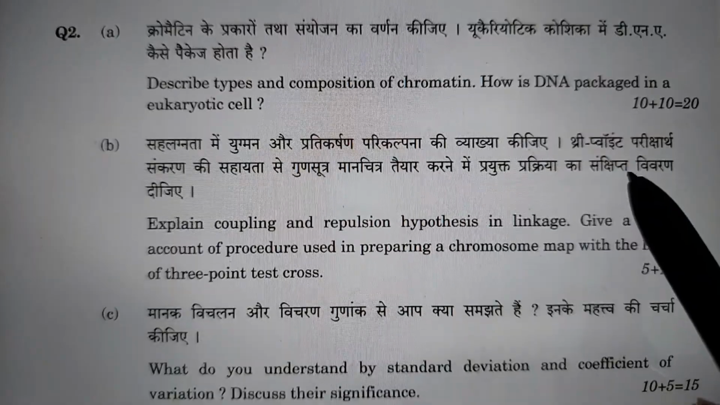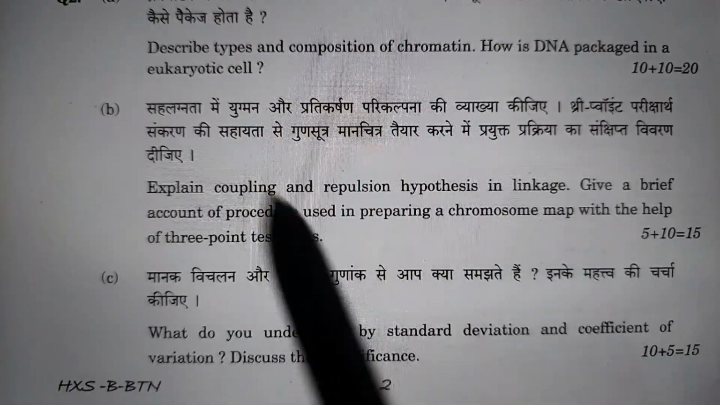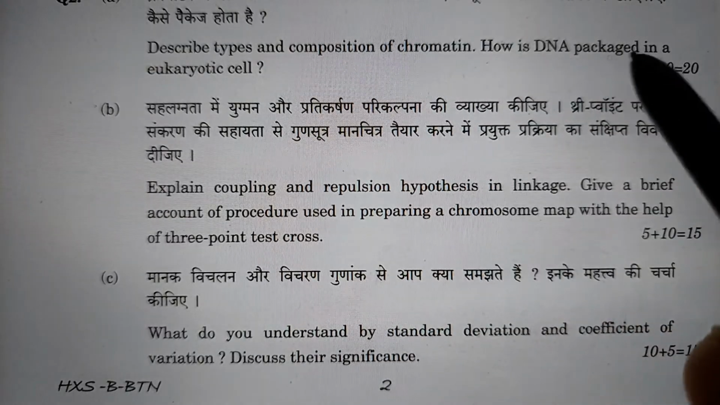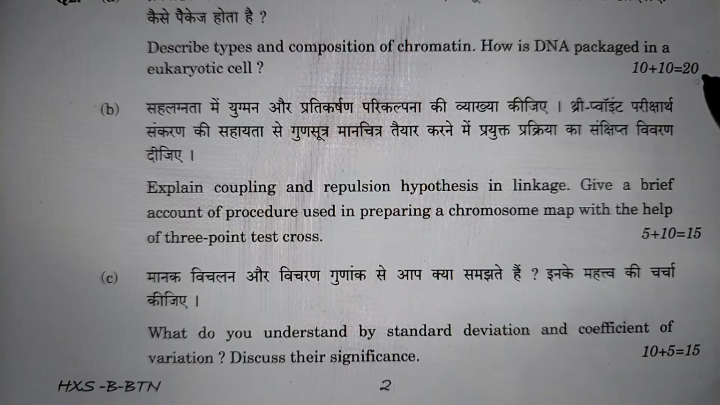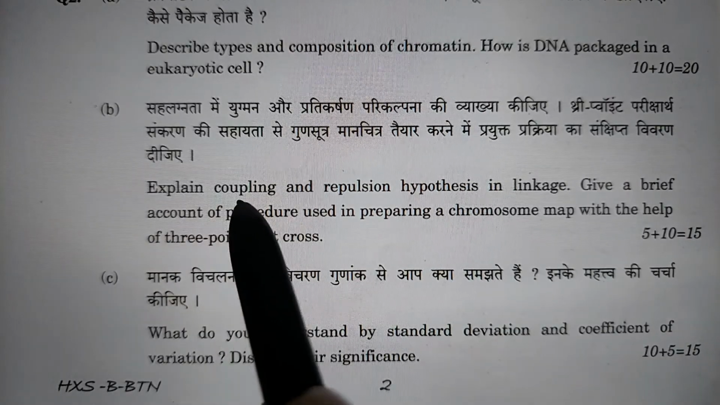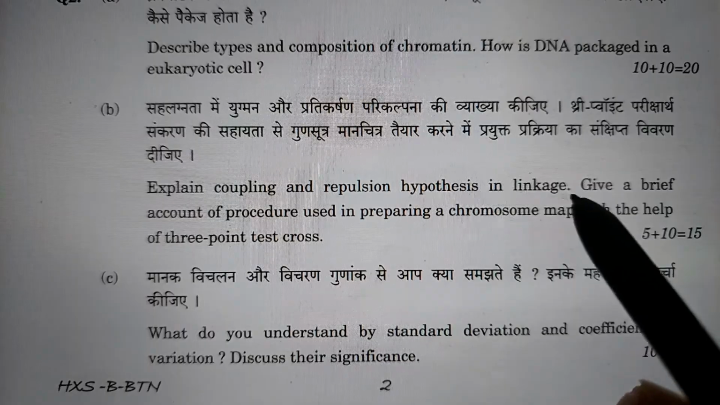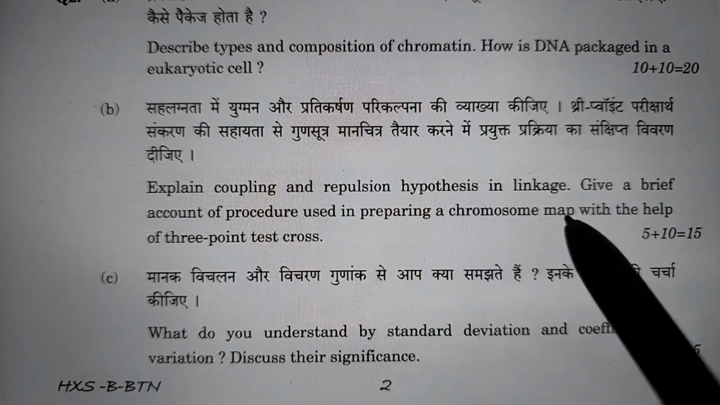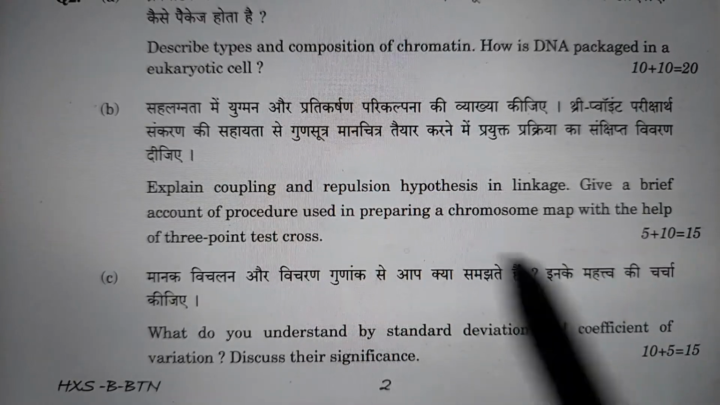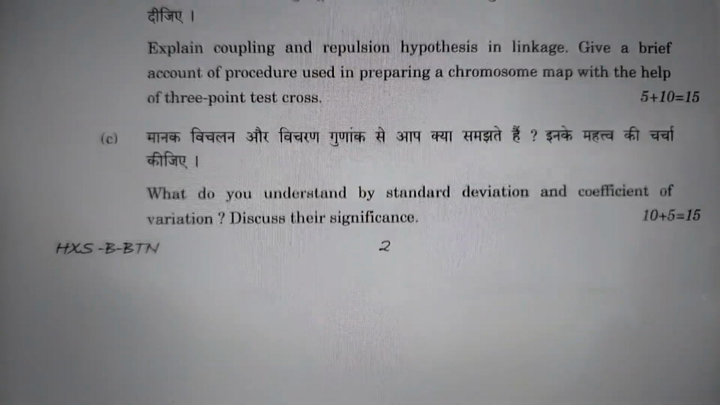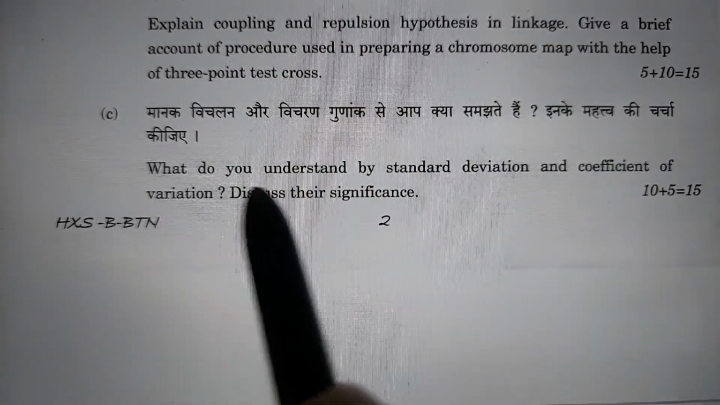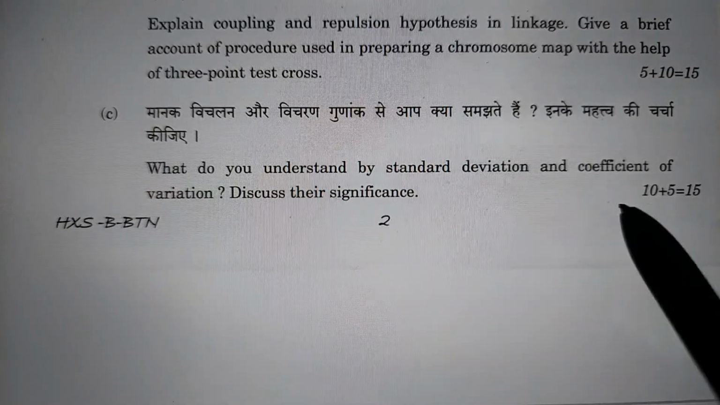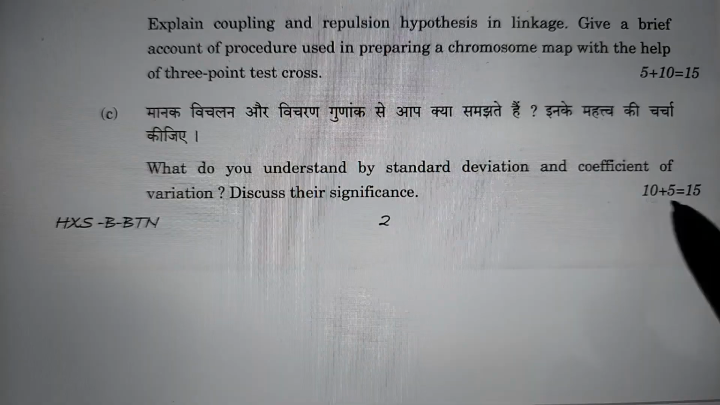Question number 2 also having 3 options. The first one is describe types and composition of chromatin. How is DNA packed in a eukaryotic cell, 10 plus 10, 20 marks. Explain coupling and repulsion hypothesis in linkage. Give a brief account of procedures used in preparing a chromosome map with the help of 3-point test cross, 5 plus 10, 15. Option C is what do you understand by standard deviation and coefficient of variation? Discuss their significance, 10 plus 5.